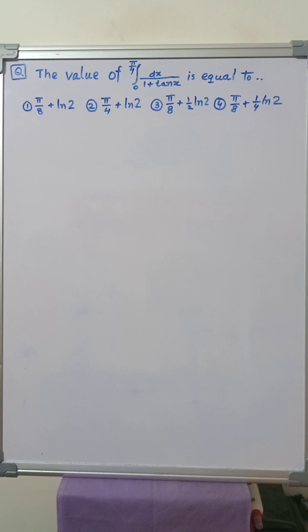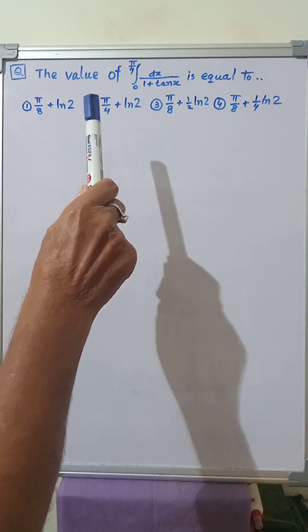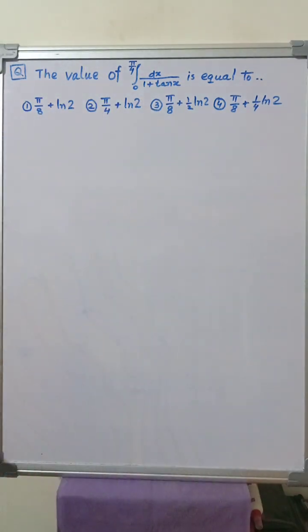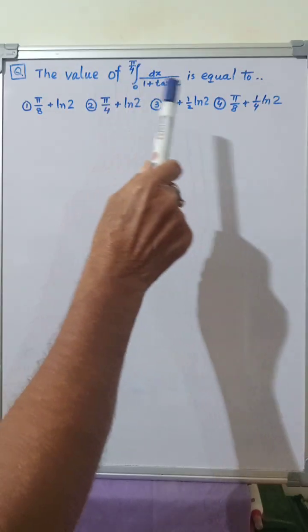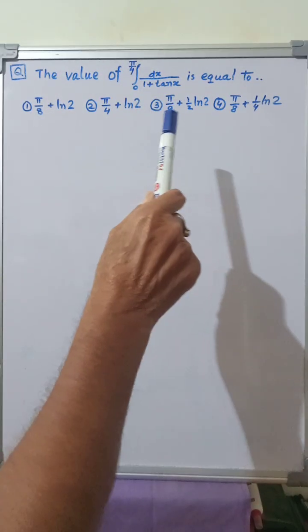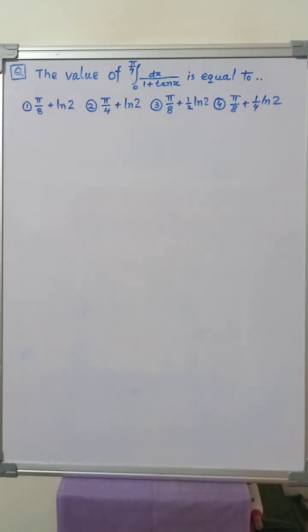In this video tutorial, we will discuss a multiple choice question taken from JEE Main Mathematics question paper of 2024. The question is based on integration in which we are required to evaluate a definite integral. Read the question carefully. The value of integral between limits 0 to pi by 4 of dx divided by 1 plus tan x is equal to. The options are given in the question. We are required to find the correct option.